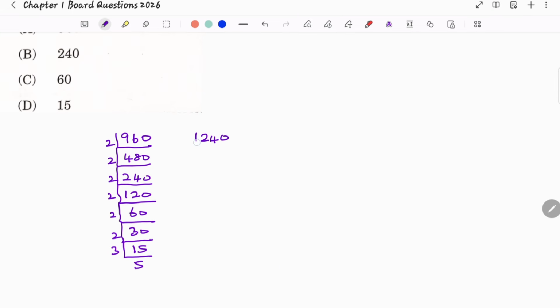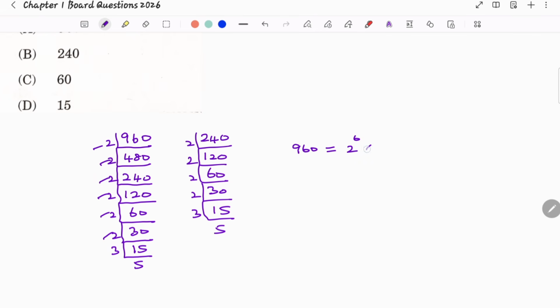240 can be divided by 2, so 120. Again by 2, 60. Again by 2, 30. Again by 2, 15. Now by 3, 5. So write the given numbers as a product of prime factors. 960 is equal to 2 six times, so 2 power 6 multiplied by 3 multiplied by 5. Next number is 240, which is equal to 2 power 4 multiplied by 3 multiplied by 5.